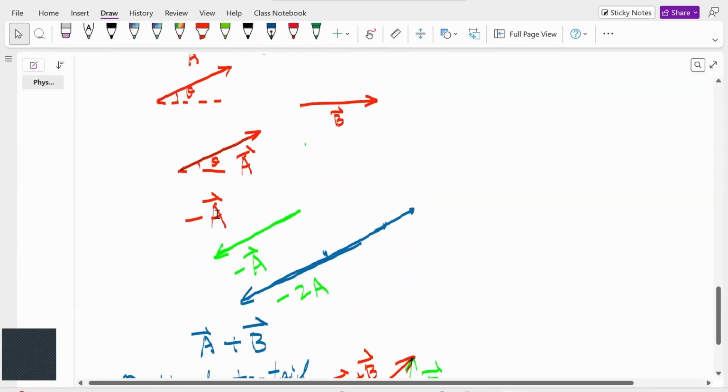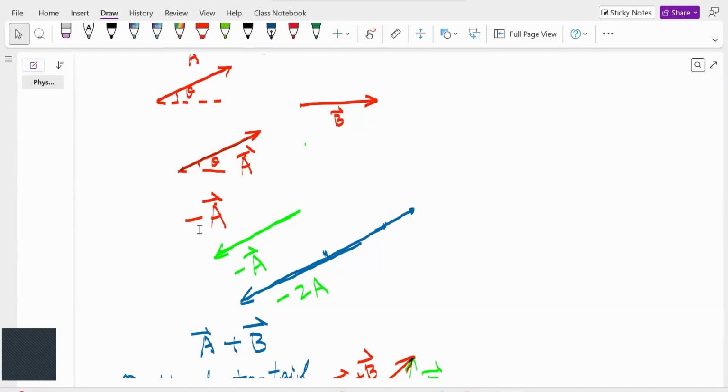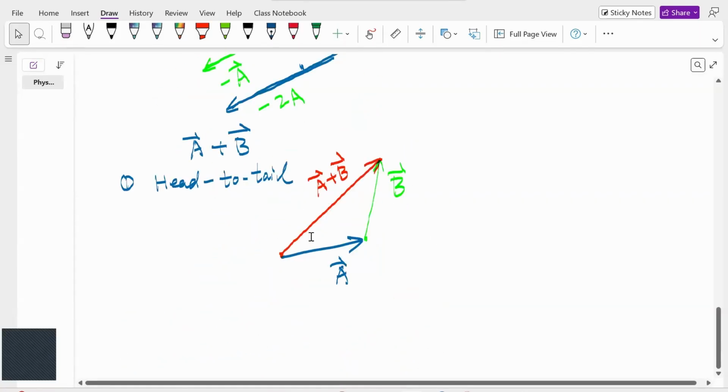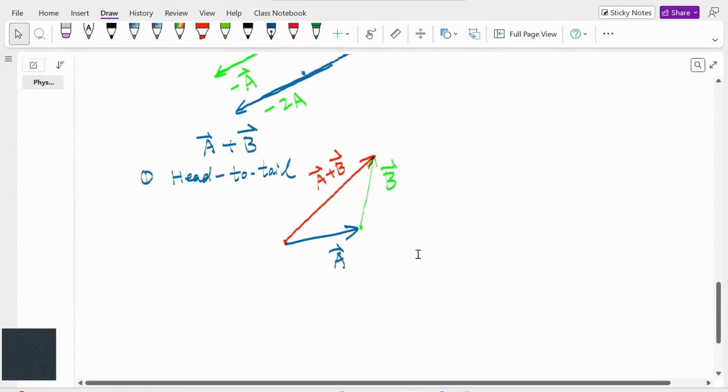And if you know A, you can find negative A. Basically, you'll be going in the opposite direction, keeping the same magnitude. Negative 2A, you double. So head to tail, no problem? No problem. So you just move the second vector, right?